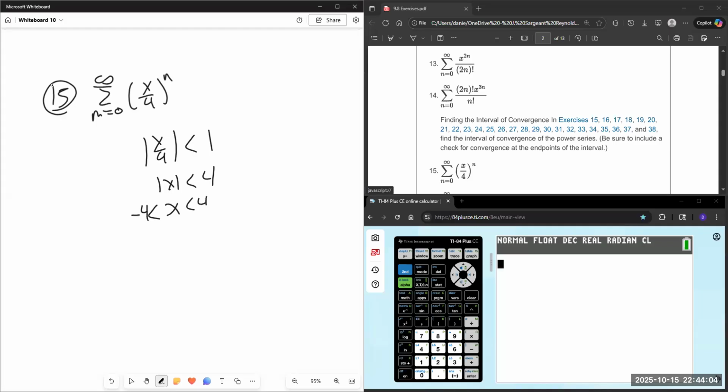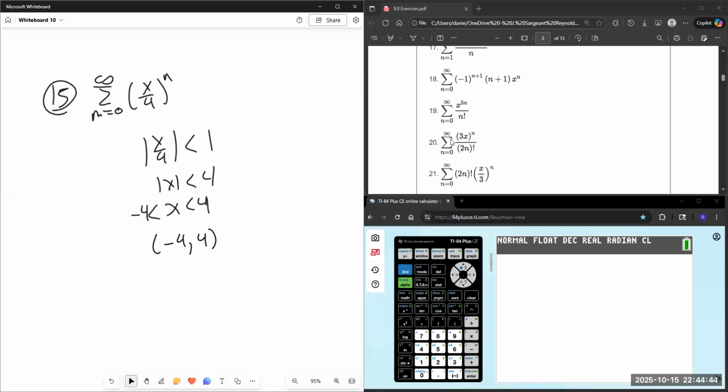If I look at -4 divided by 1 is -1 to the n. So that doesn't pass the nth term test because my nth term is either going to be -1 or 1. Same thing with 1 to the n is going to be a whole bunch of 1s. That doesn't pass the nth term test. So it doesn't converge at either endpoint. I have the open interval from -4 to 4 for my interval of convergence. Your teacher may want it written with inequalities like this or like this. Check to see in what way they want you to express your answer for your interval of convergence.